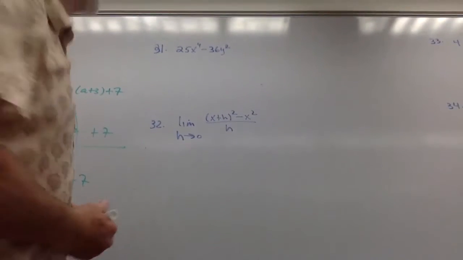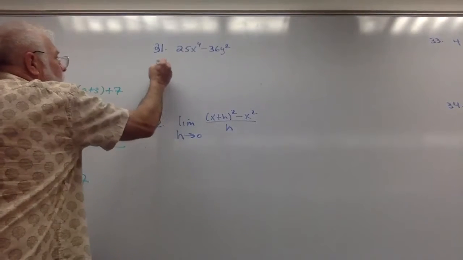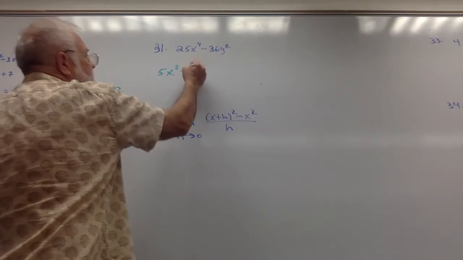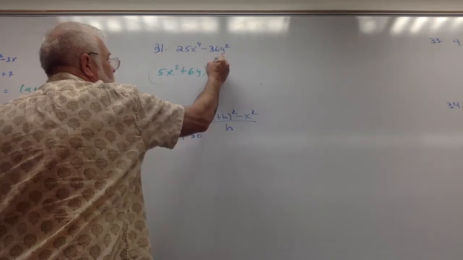Okay, we got a difference of 2 squares here. We got ourselves a 5x squared plus 6y and 5x squared minus 6y.